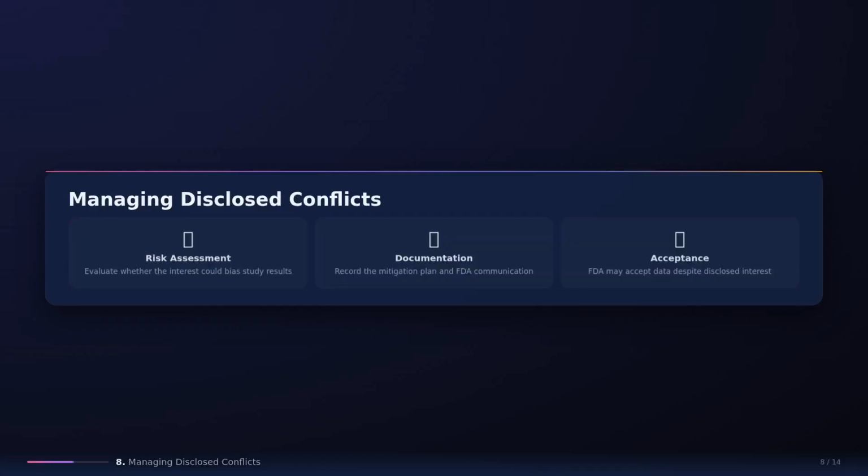When a financial interest is disclosed, the sponsor must assess whether it creates a potential bias risk. The FDA evaluates the disclosed information and determines whether the data from that investigator's site remains acceptable. Possible outcomes include accepting the data despite the interest, requesting additional analyses, or excluding the site's data from the marketing application. The sponsor should document the mitigation plan and ensure the FDA has sufficient information to make an independent assessment of the conflict's impact.